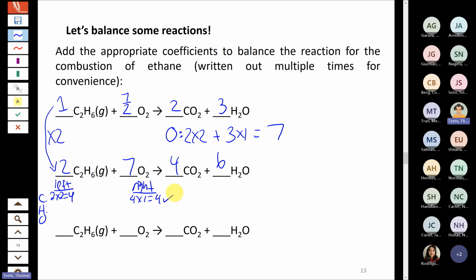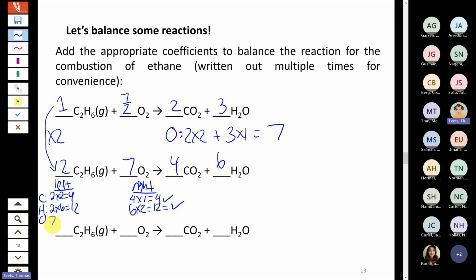So that checks out. For hydrogen on the left side, we have 2 times 6 is 12. 2 C2H6s. On the right side, we have 6 times 2 from water. Coefficient of 6, 2 in each molecule of water. So those two match up. Oxygen's the slightly more complicated one.